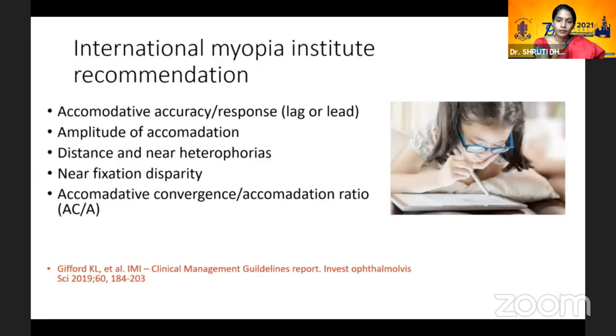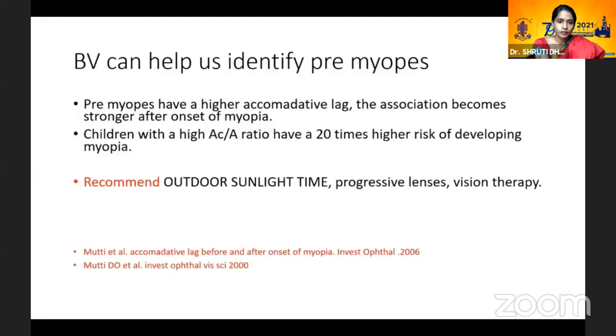That is accommodative lag or lead, amplitude of accommodation, distance and near phorias, near fixation disparity, and AC/A ratio. Why is binocular vision important in myopes? First, binocular vision can help us identify pre-myopes. In the impending myopia epidemic, we need to find out children who are at risk of developing myopia. Pre-myopes have a higher accommodative lag. The association becomes stronger after onset of myopia.